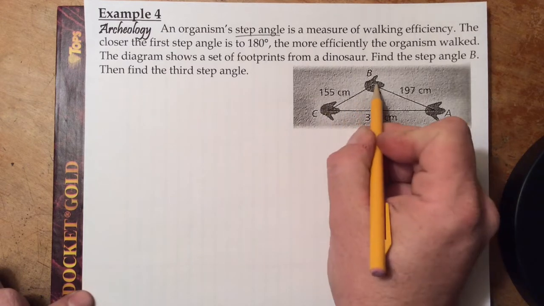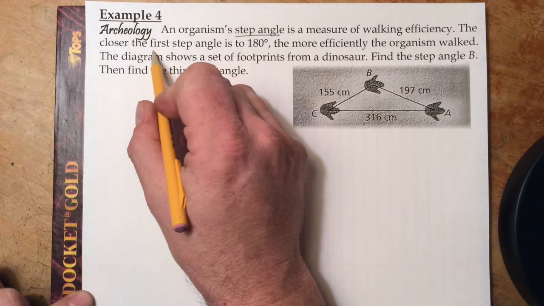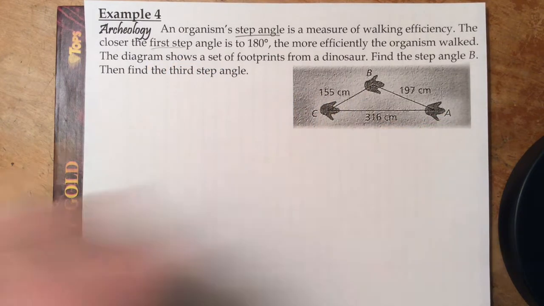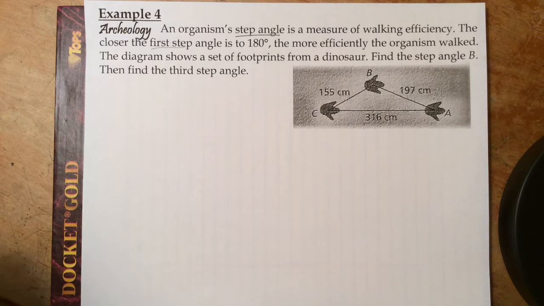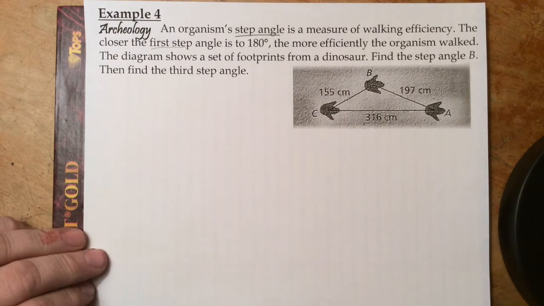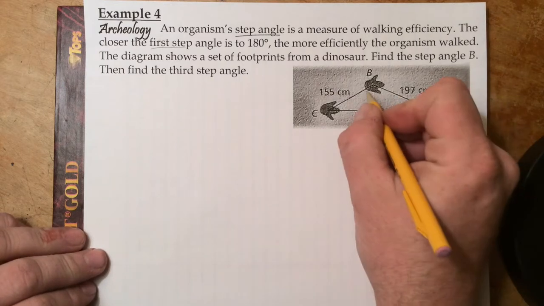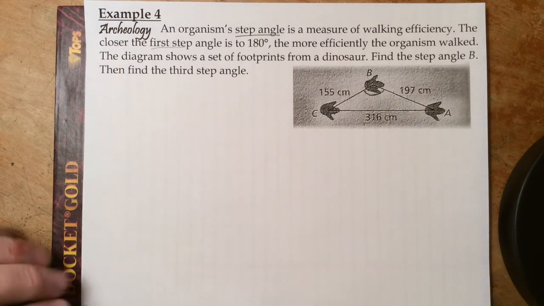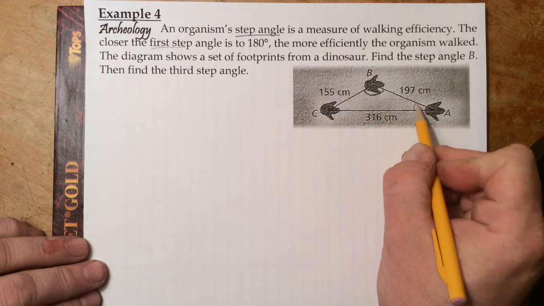Of course, step angle B is the second step, or the first step from the original dinosaur footprint in the sand or rock. The diagram shows the footprint of the dinosaur. Find the step angle B. So that's this one right here. Then find the third step angle, which would be this one right here.